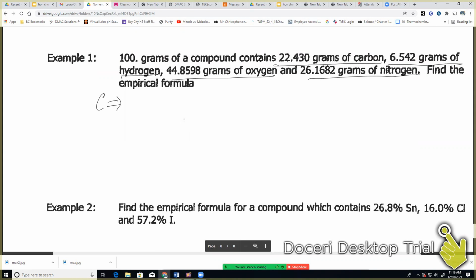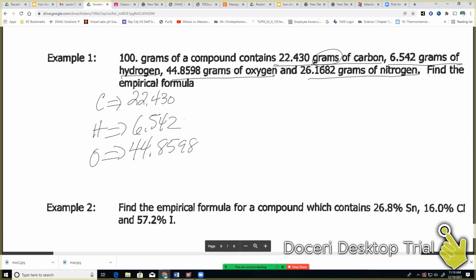So my carbon, and once again, the other one was given in percent. This one's given in grams. It's going to work the same way. So I'm just going to put how much I have of each one. And then my hydrogen, 6.542. Oxygen, 44.8598. And nitrogen, 26.1682. All right, does anybody remember the first step?